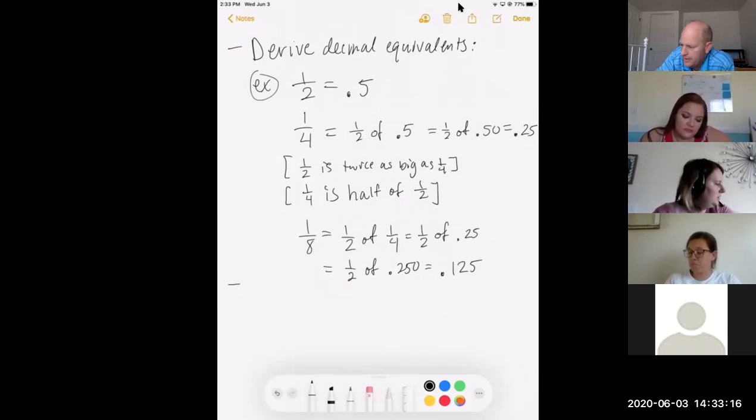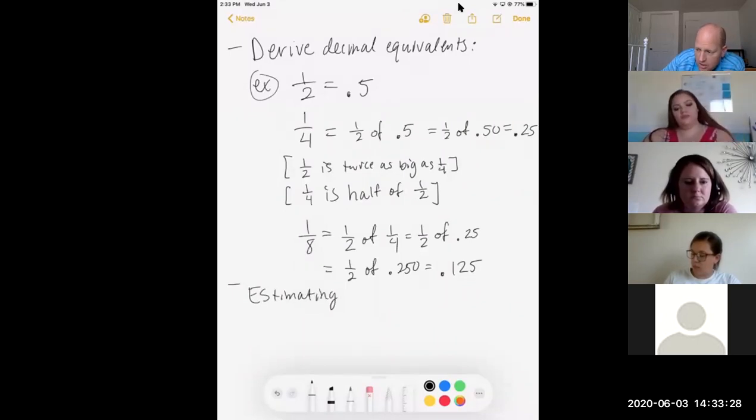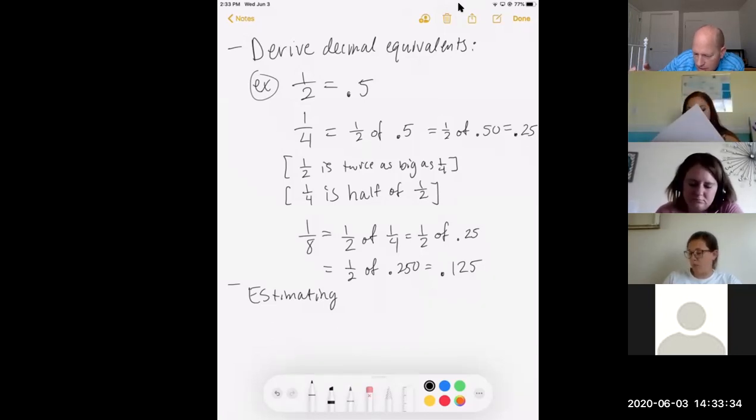So there will be a homework problem on that too. The last homework problem set is going to be estimating decimal equivalents. We've learned with halves and thirds and fourths and fifths and so on that those divide up kind of nicely. But we want to estimate more complicated fractions.